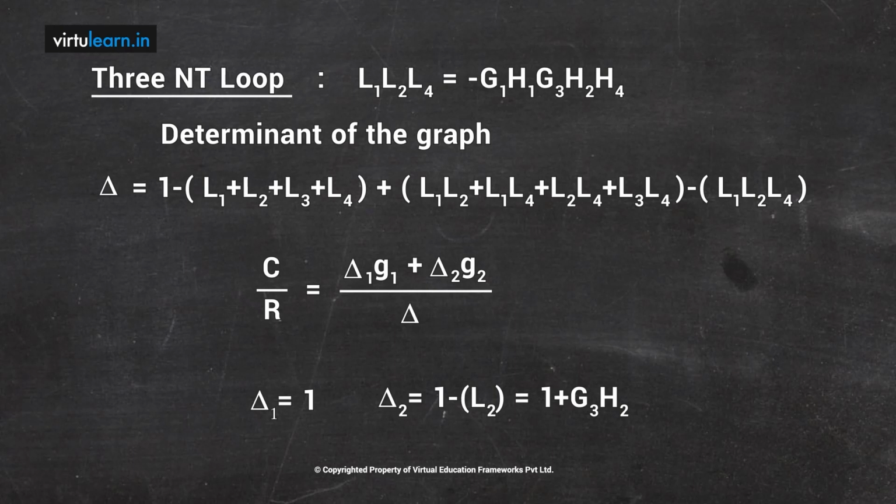Then we already got delta. If you substitute all these things here, you will get the transfer function T of S. So your T of S you can write as: numerator is delta 1, which we know is 1, times G1, which we know. Using these we can find the transfer function very easily.